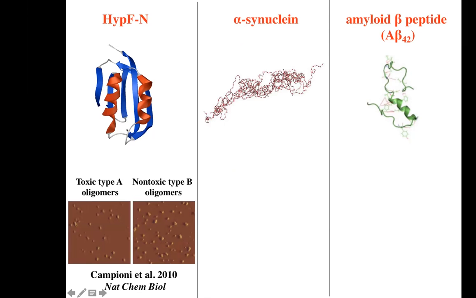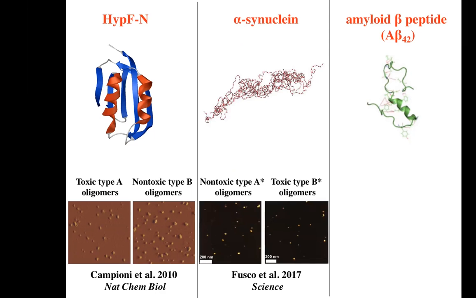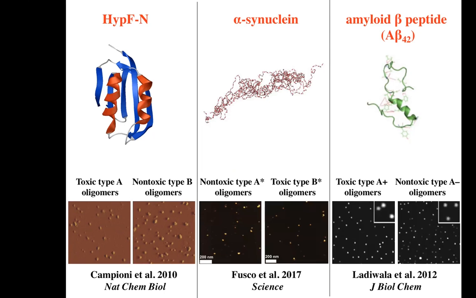And in particular, we took advantage of the ability of these three protein systems to form different types of oligomers, where only one type is toxic. So we could generate toxic oligomers of HypF-N and non-toxic oligomers of HypF-N. And later on, we could also generate toxic and non-toxic oligomers of alpha-synuclein. And this is not our work. It was done in Peter Tessier's lab, but we can also generate toxic and non-toxic oligomers from the amyloid beta peptide.